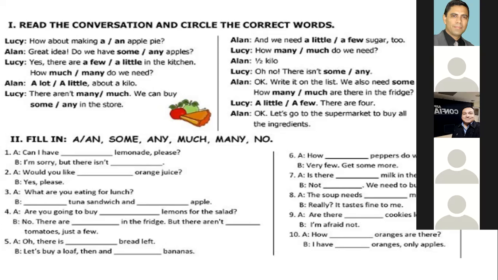Sugar. Yes. How much do we need? Half kilo. Oh no, there isn't any. Okay, write it on the list. We also need some eggs. How many are there in the fridge? A few. There are four. Okay, let's go to the supermarket to buy all the ingredients.